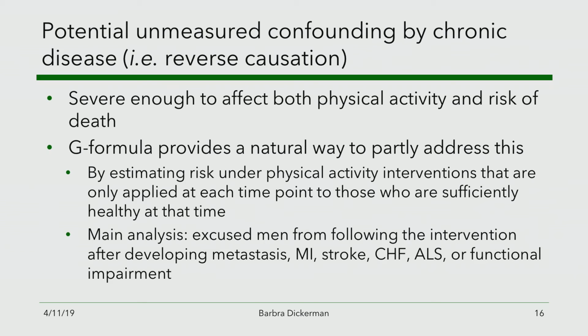So we did a lot of sensitivity analyses as part of this project. I'd like to focus, though, on the sensitivity analyses that we did for potential unmeasured confounding by chronic disease that may be severe enough to affect both physical activity and survival. And so the G formula is actually providing a natural way to at least partly address this by estimating the risk of these physical activity interventions that are at each time point t only applied to men who are healthy enough to maintain the physical activity level at that time.